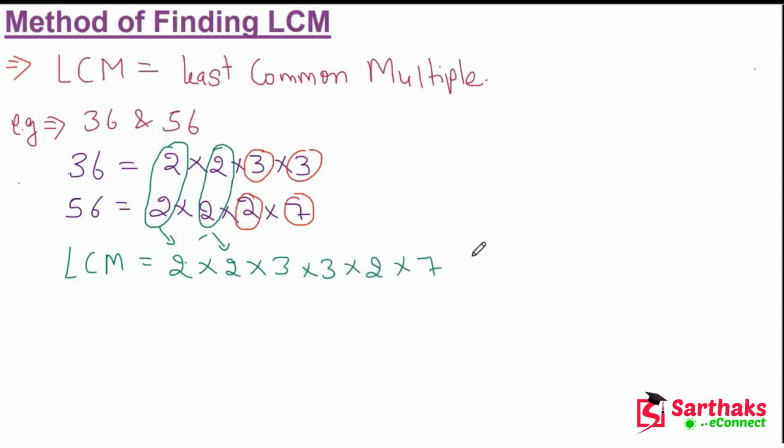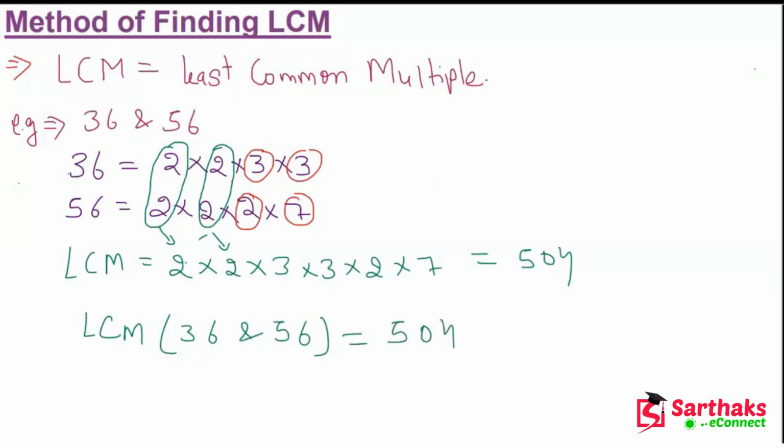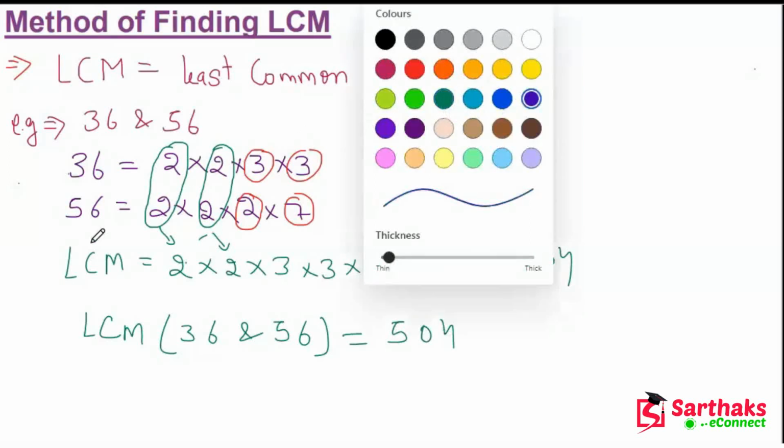So what is the result? If we multiply this expression, the result would be 504. So the LCM of 36 and 56 is equal to 504.